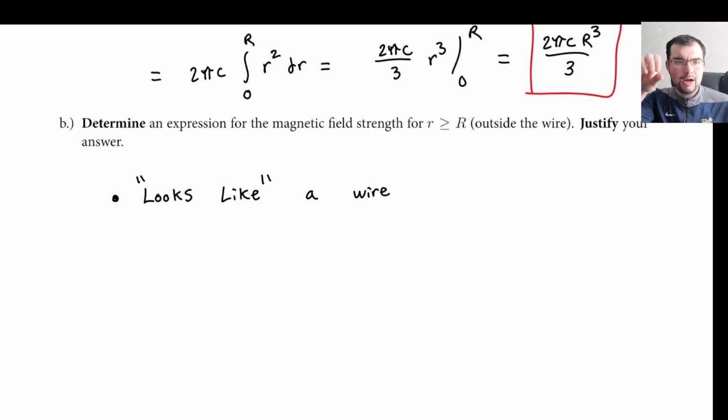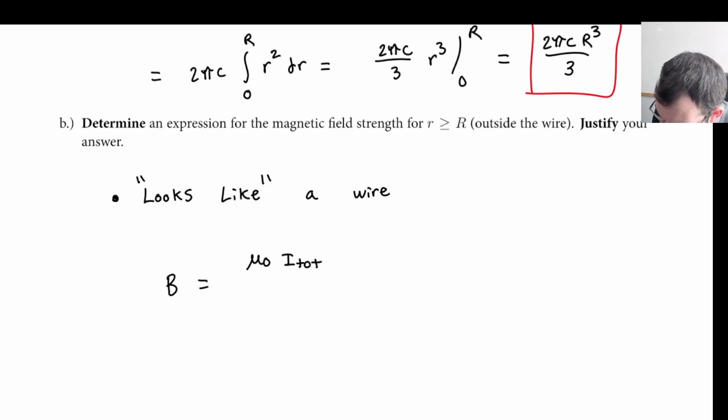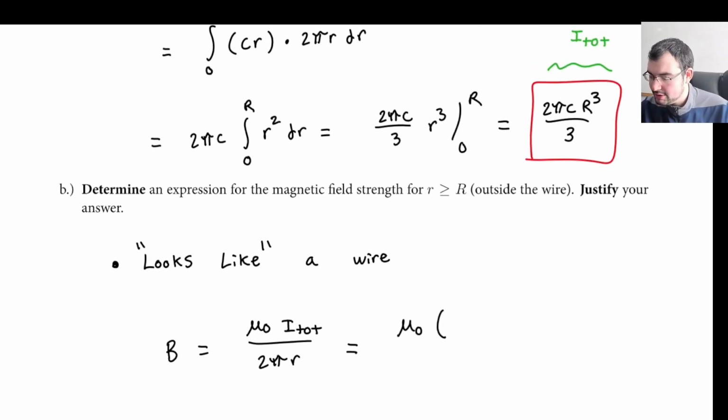a wire when we're outside, right? If you're outside the wire, just the nature of the shell theorem in these fields, it hides all information of what's going on inside. It just looks like a wire to me on the outside. So I know it just looks like the B field from a wire. B is mu naught I over 2 pi r. And it's going to look complicated because we have this really complicated looking expression for I total.